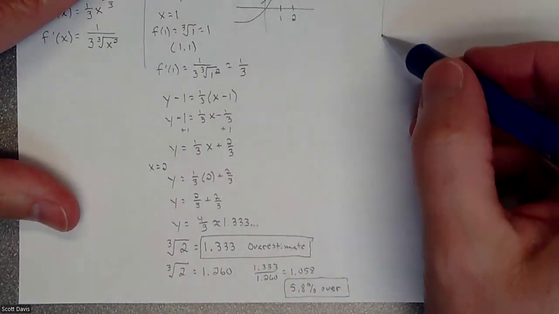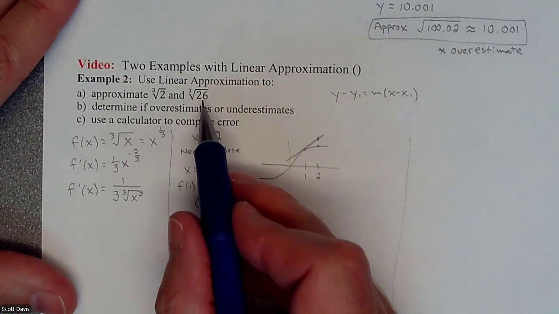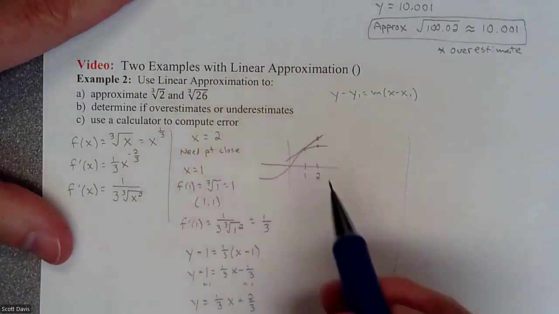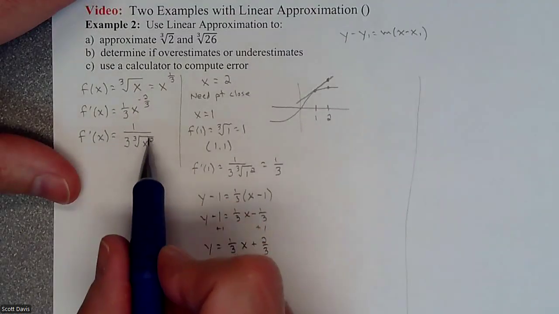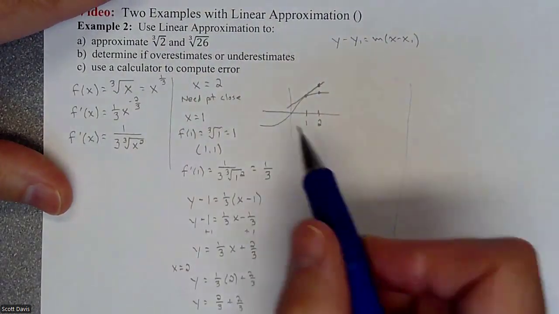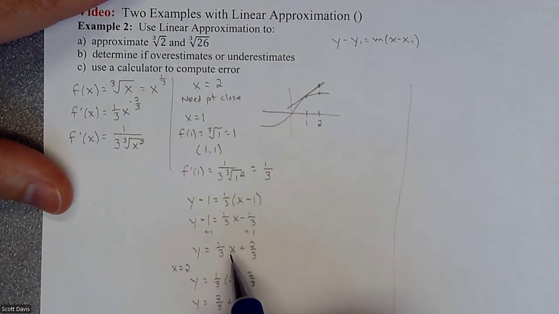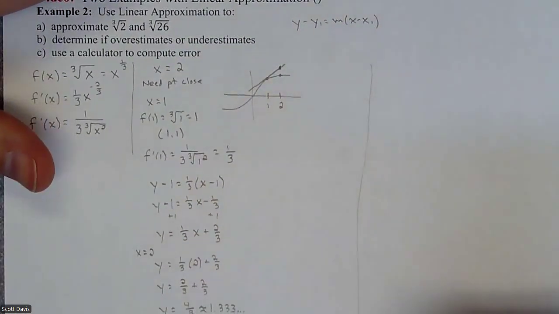So let's do the same idea with the cube root of 26. So good news is we already found the slope equation for anything on this cube root graph. So we've already done that math. We need a point that's close to it, that's a perfect cube. And then we'll plug that in, create our different tangent line because we're at a different point, and then we'll get our estimate.